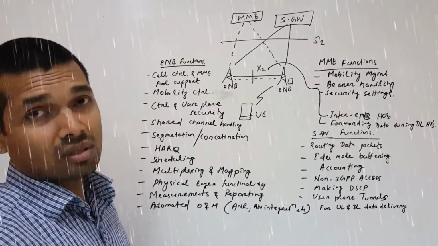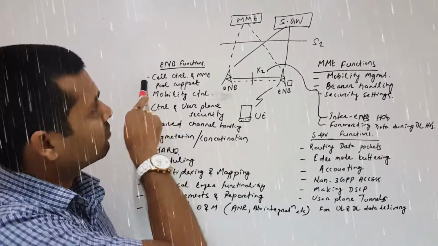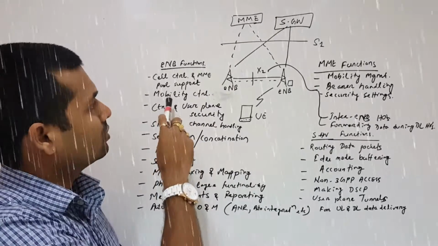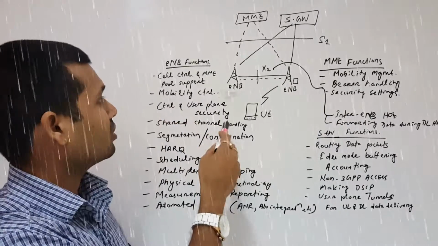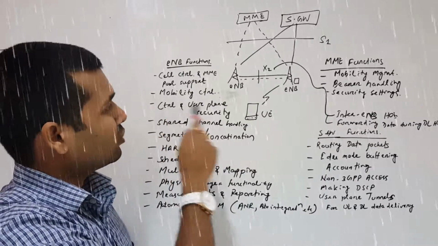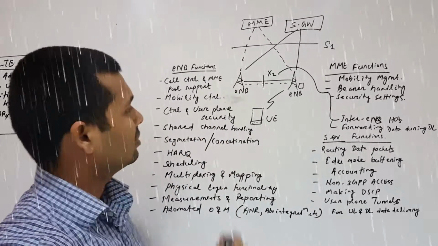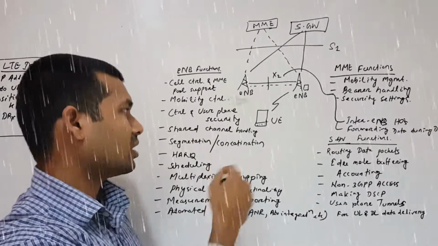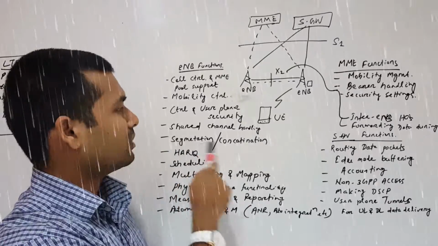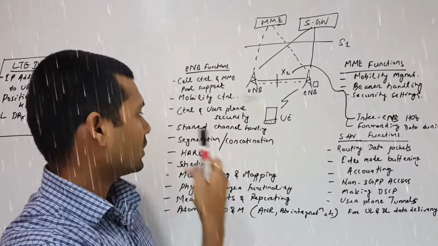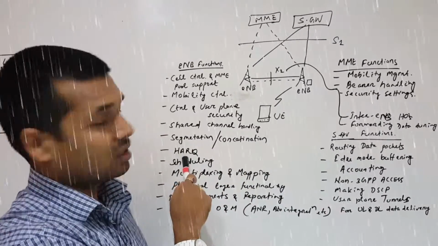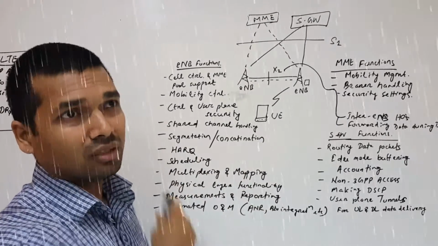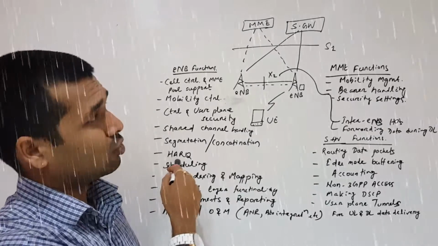So the basic functions of the eNodeB are cell control and MME pool support, mobility control like handovers and all, control and user plane security, and SAE channel handling like the downlink channel and how to handle the channels, segmentation and concatenation, and HARQ, hybrid automatic repeat request. In case we acknowledge the wrong packet, we need to send it again. So hybrid automatic repeat request.